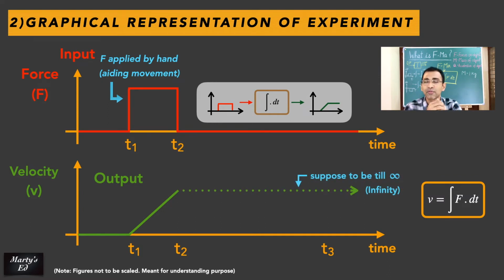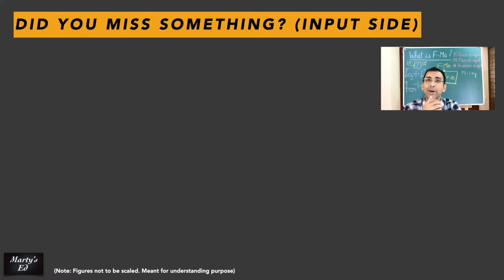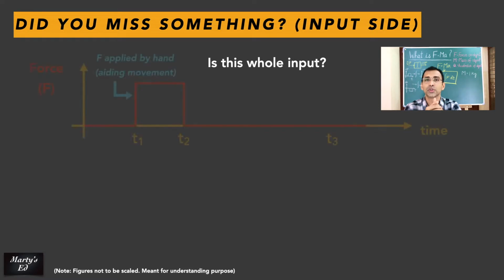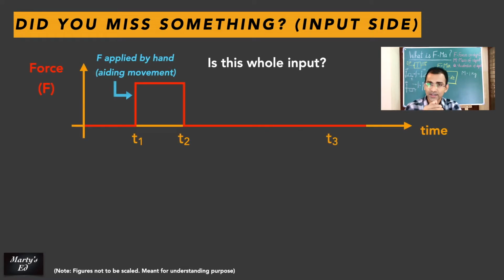But if you see the graphical representation that we did, we saw that the velocity went to 0 at time t3. So the question is, are we missing something here? What are we missing? Is there anything missing in the input side? So if you go back to the input function, which is force with respect to time, the question is, the force that I gave, is it the only force that's acting on the can? So are there any other forces?